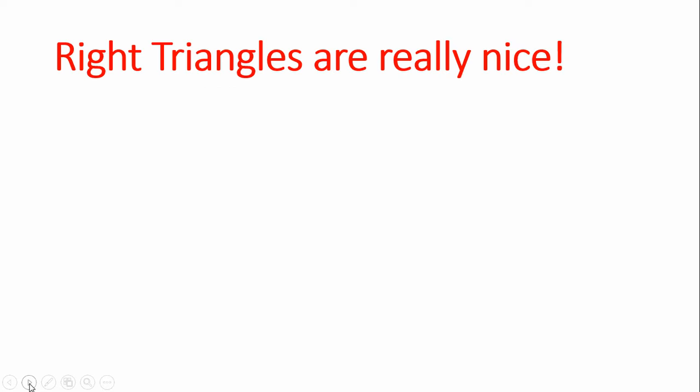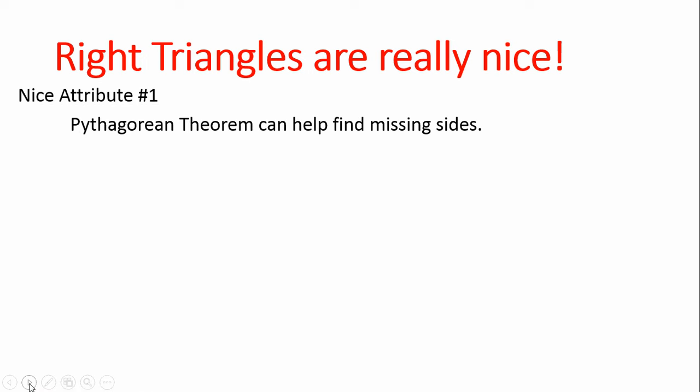So let's first start with the understanding that right triangles are really nice. They're especially loved in the math world. They have many nice attributes. The first nice attribute is that the Pythagorean theorem can help you find missing sides. If you're given two sides of a right triangle, the Pythagorean theorem, remember, says a squared plus b squared equals c squared, and that will allow us to find a missing third side.